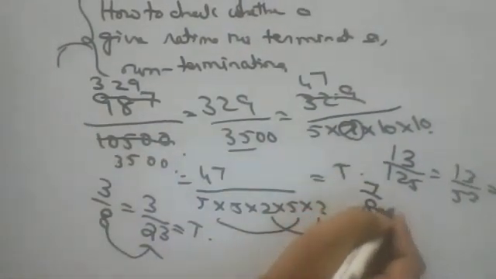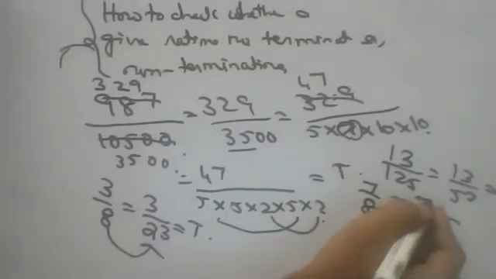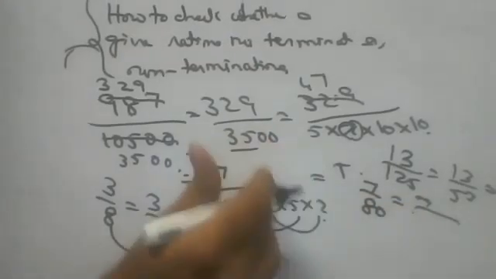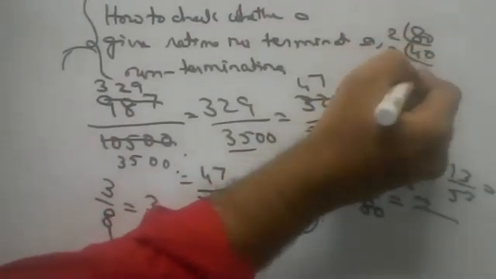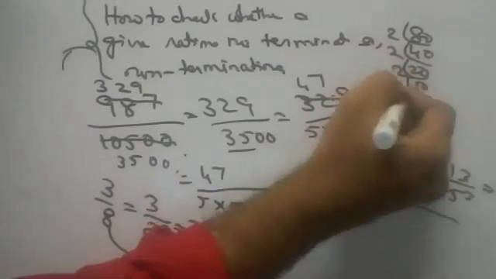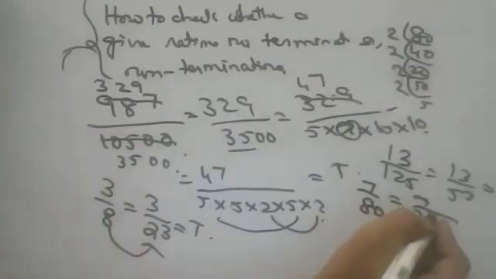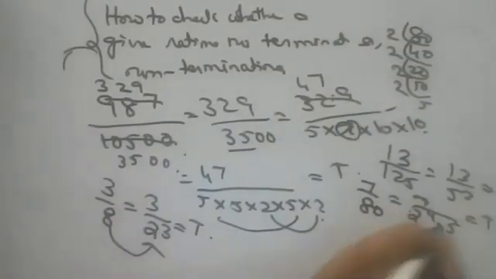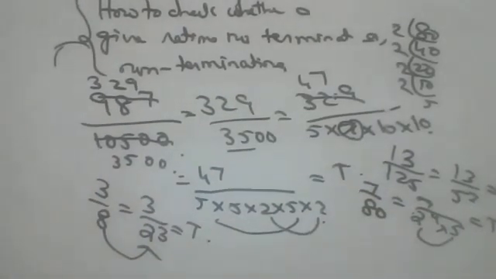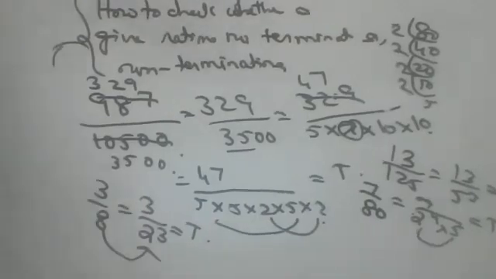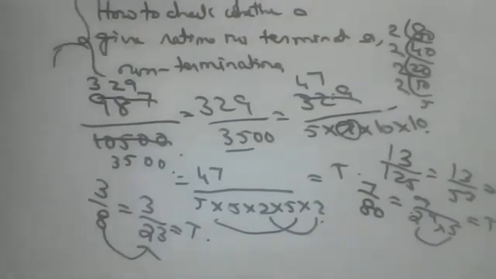7 by 80. 80 prime factorization, children. 2 40s are 80, please check. 2 20s are 40, 2 10s are 20, 2 5s are 10. 2 is there 4 times, 5 is there 1 time. It is terminating because only 2 and 5 are there. I hope you all understood it.